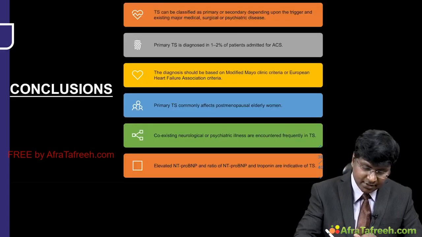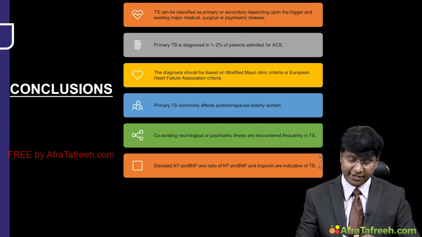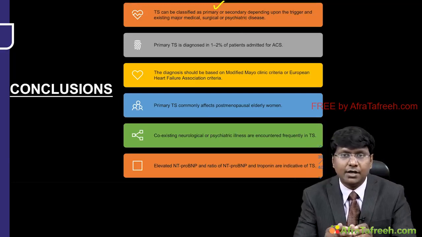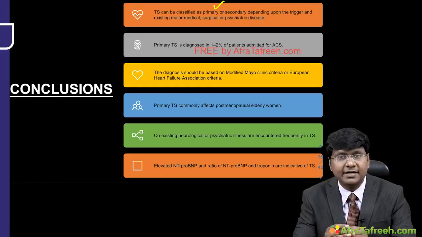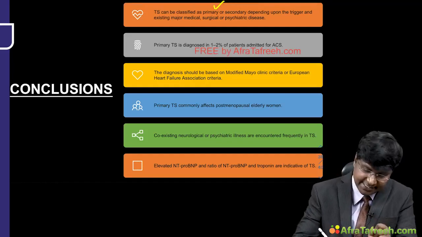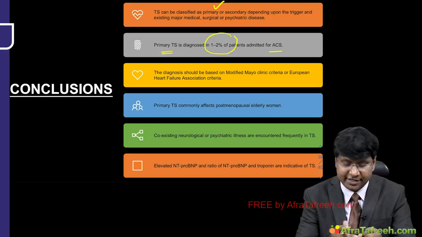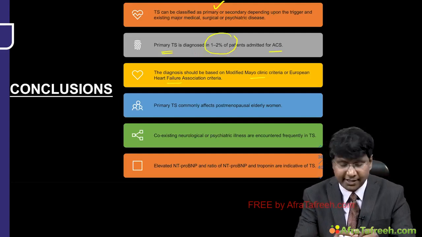Now, if you see the conclusions in case of Takotsubo cardiomyopathy, first and foremost, we have two forms, primary and secondary. In primary, you have an underlying emotional trigger, either positive or negative. Whereas in secondary, there should be an underlying medical, obstetric or surgical event. Primary Takotsubo cardiomyopathy is diagnosed in 1 to 2% of patients admitted for acute coronary syndrome. The diagnosis should be based on the modified Mayo clinical criteria or European Heart Failure Association criteria.